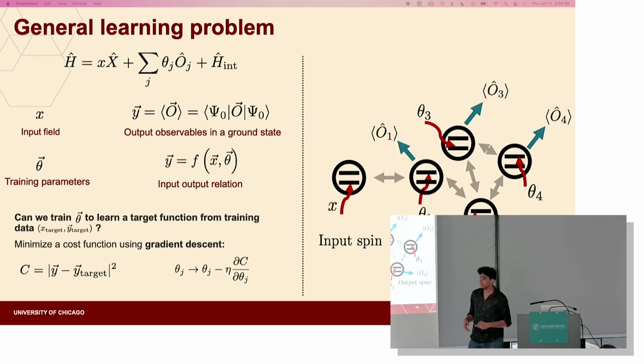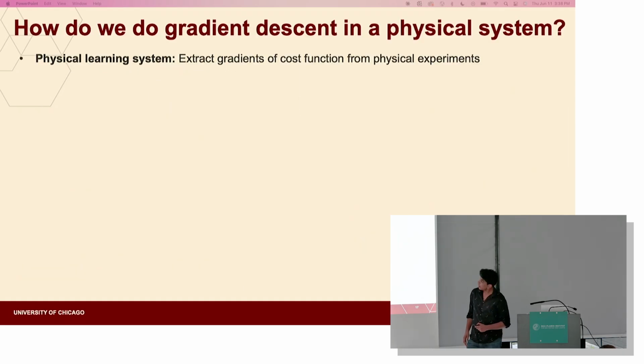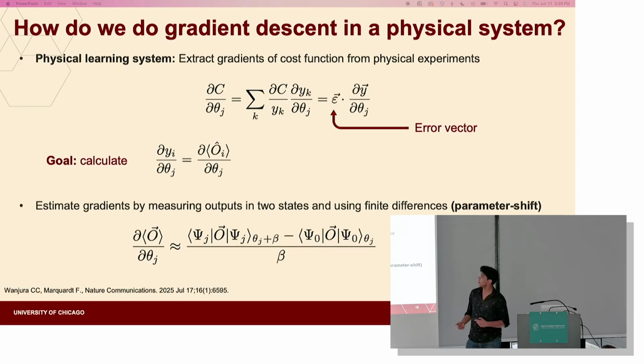And the million-dollar question, of course, is can you actually do training to learn these thetas, to learn some sort of target data or some target function that you care about? And the question then is, you want to do gradient descent, so how do you actually calculate these gradients of some cost function, right? And the whole game is that we want to do some physical learning, so you want to extract these gradients from doing physical experiments. And the way you would do that is, you would decompose this cost function into some error vector that contains all of your information about the cost function. This is from work done by Clara and Florian. And what you want is these gradients. These are gradients of some physical observables in my system with respect to some parameters, which are my training parameters.